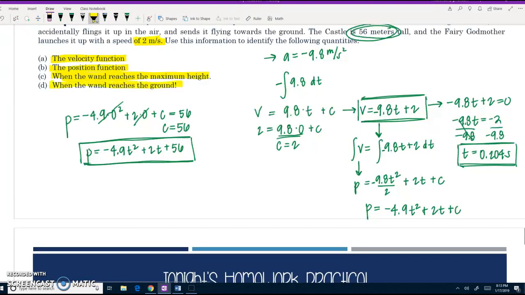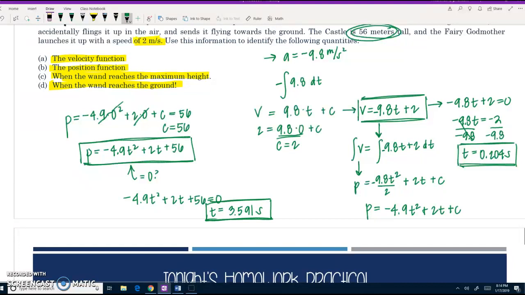Last thing is just asking you to identify when the wand reaches the ground. So all you're going to do for that is set your position function equal to 0. So if you do that, you've got negative 4.9t squared plus 2t plus 56 is equal to 0. And you can just go ahead and graph that in your graphing calculator or use your solver. So if you want to get practice in with your solver, remember that you hit your math and then go down to the bottom. Then to modify your first equation, you just have negative 4.9x squared plus 2x plus 56. Hit your alpha button and enter, and then hit your alpha button and enter again. And when you do that, you would get a t value of 3.591 seconds for your final answer, so when it lands on the ground.